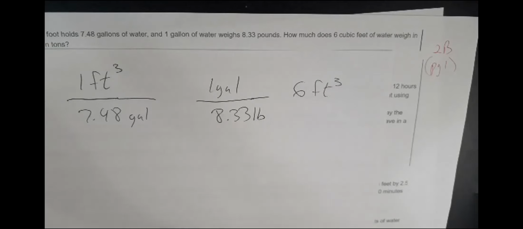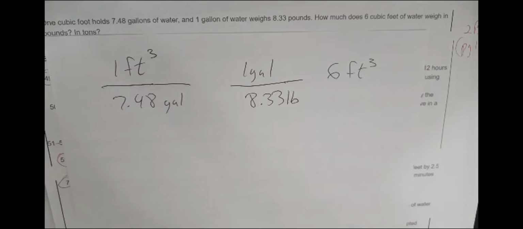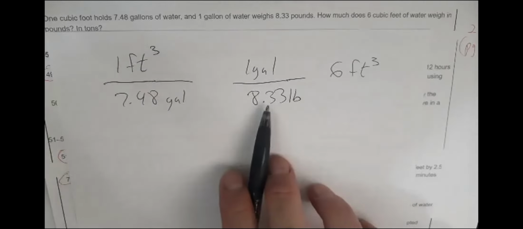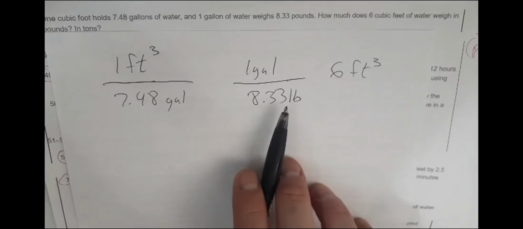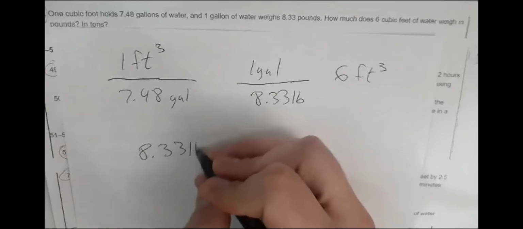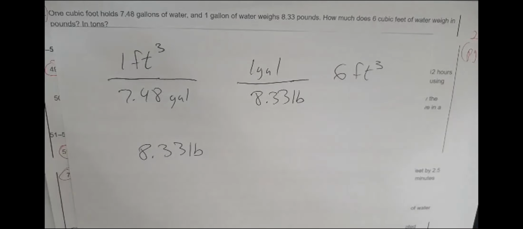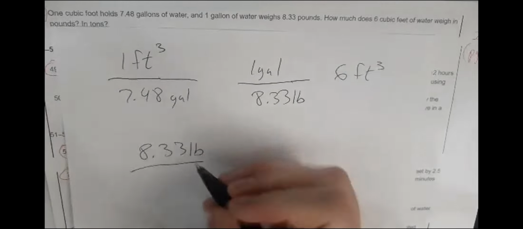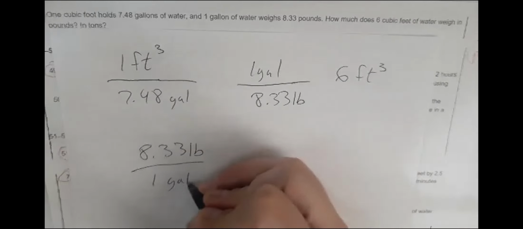So this is definitely not set up the right way, but these are sort of my factors that I'm looking at. I want to know how much it weighs, so I know I'm going to need my pounds on top. If I do this the smart way, 8.33 pounds is the first thing I'm going to think about, and I've got 8.33 pounds for every 1 gallon of water.